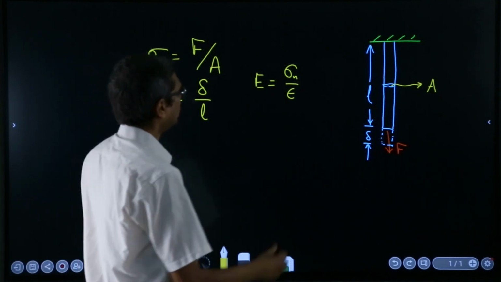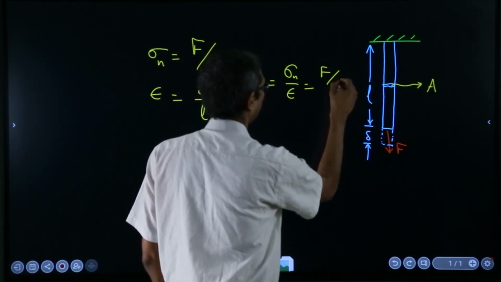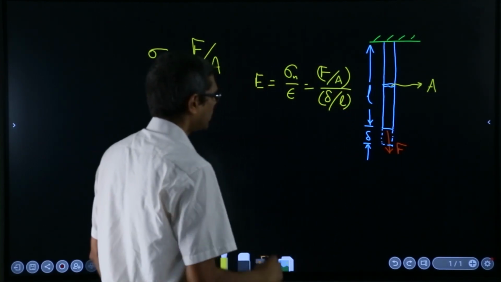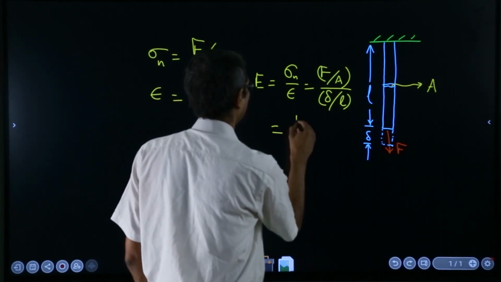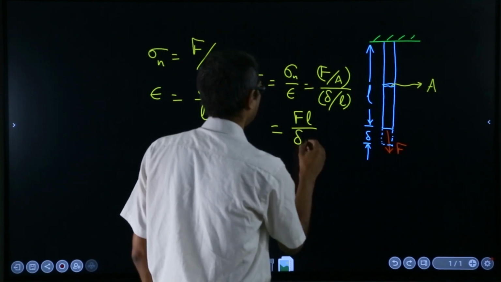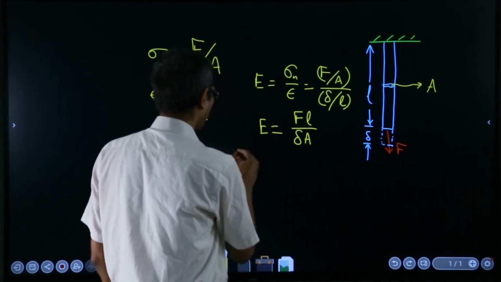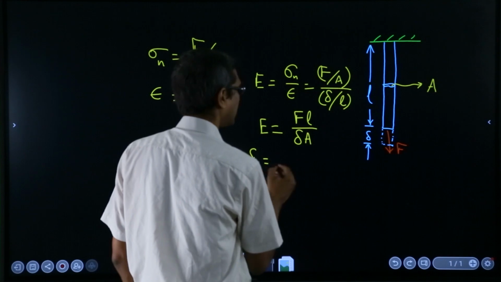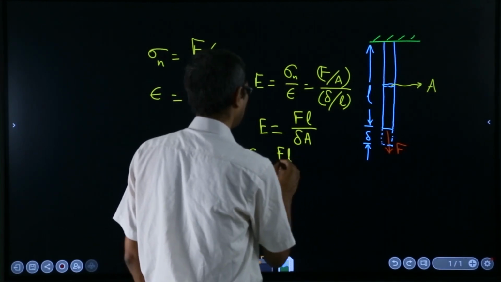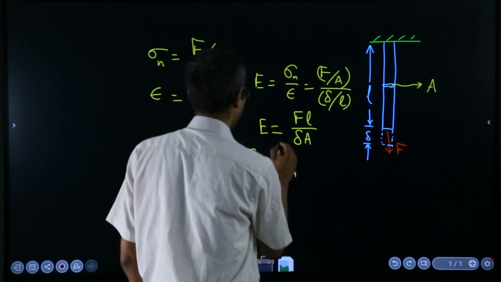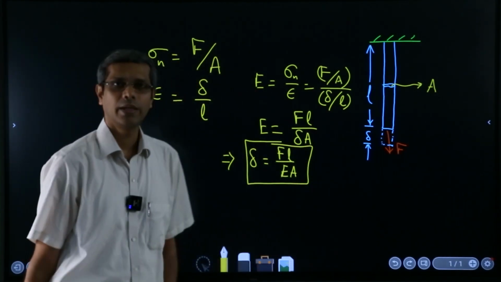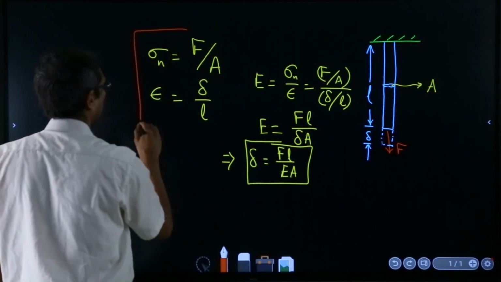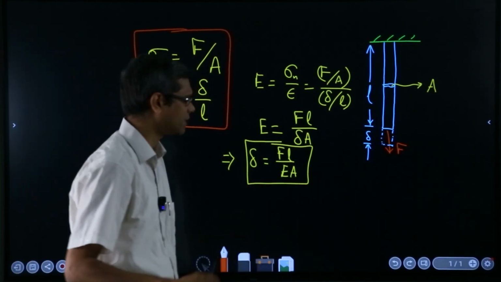Now, that will be F over A over delta over L. So that means you will get F L over delta A. Or generally it is not written in this form, but you write the elongation that is caused as F L over E A. So these are some of the relationships which you should be aware of, and you should always keep them in mind.